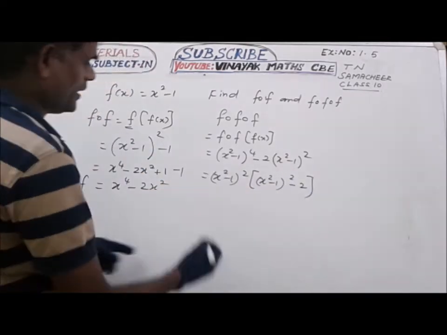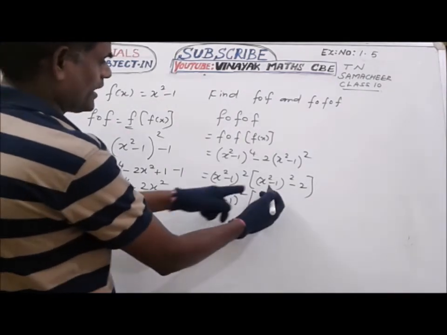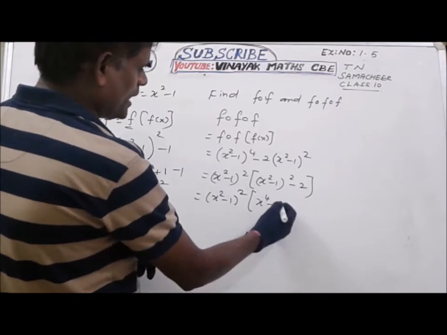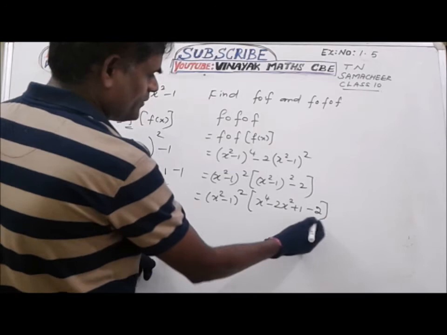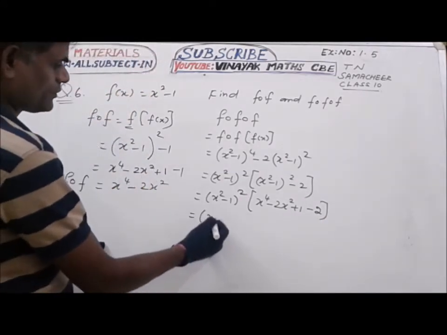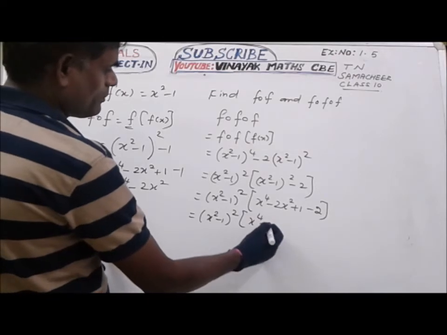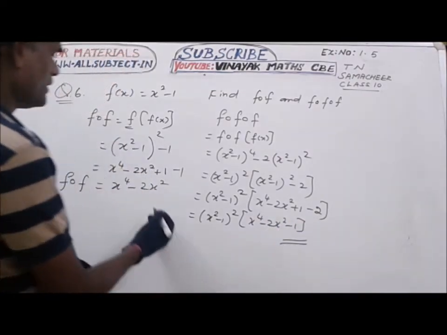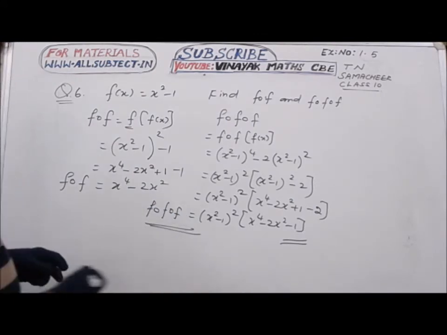Now simplifying it, we will get (x² − 1)² into, expanding this one, x⁴ − 2x² + 1 − 2, and simplify these two terms, we will get (x² − 1)² into (x⁴ − 2x² − 1). This is the answer for F composition of F.